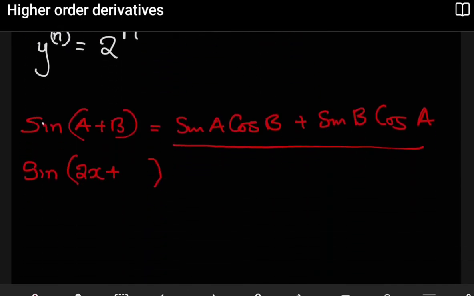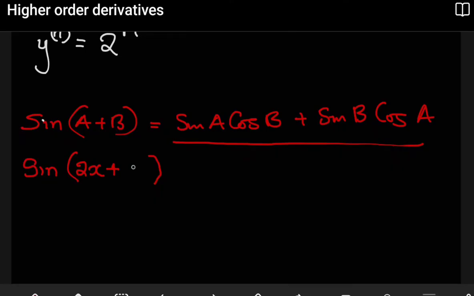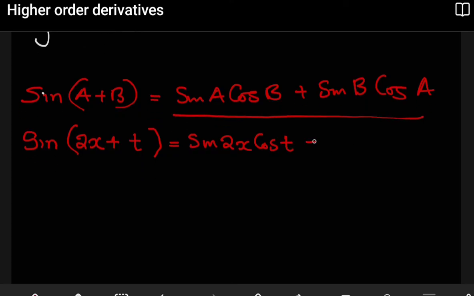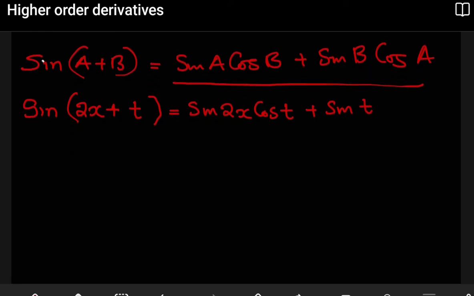Now, what do I mean? I want to know what this one here must be, such that when I plug it into this expression, my answer must be cos 2x. Let me put something unknown here, like t. By the double angle identity, this becomes sine 2x cos t, plus sine t cos 2x.